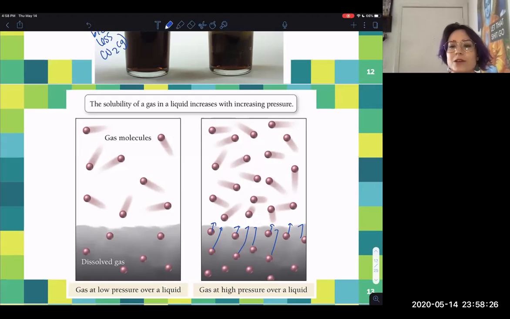Don't feel sorry for the carbon dioxide molecules because soda is delicious. If you like soda. If you don't like soda, then you can advocate for the carbon dioxide molecules to be released.